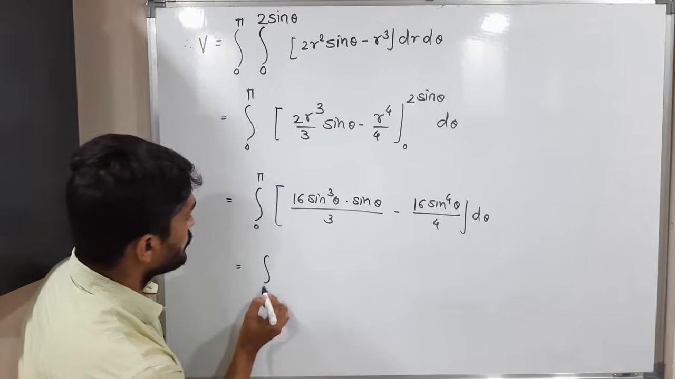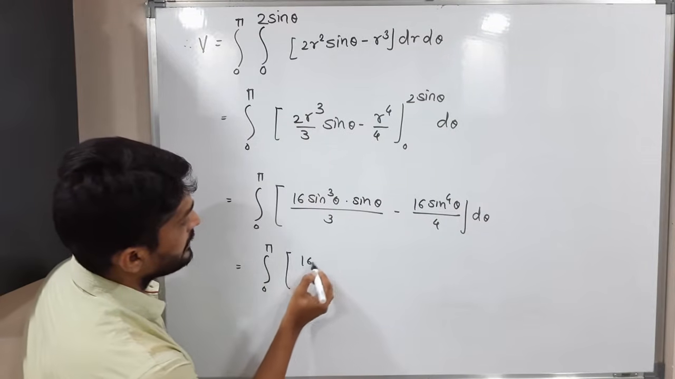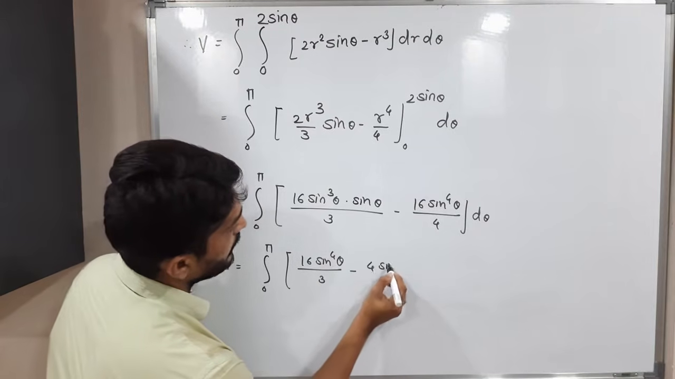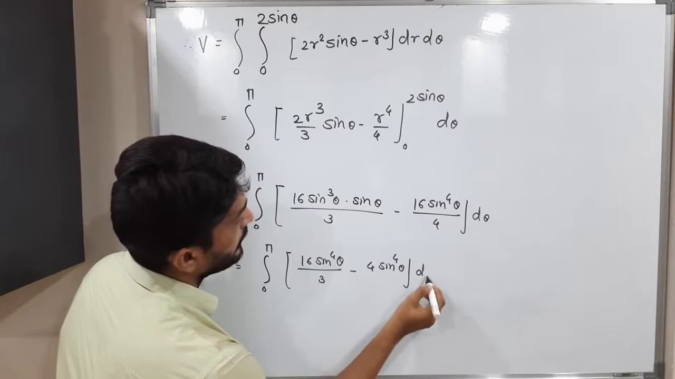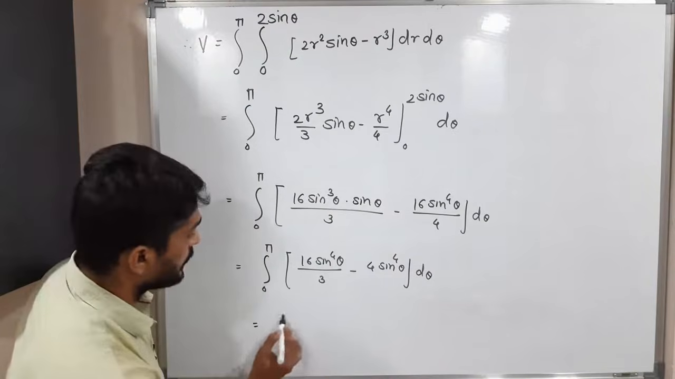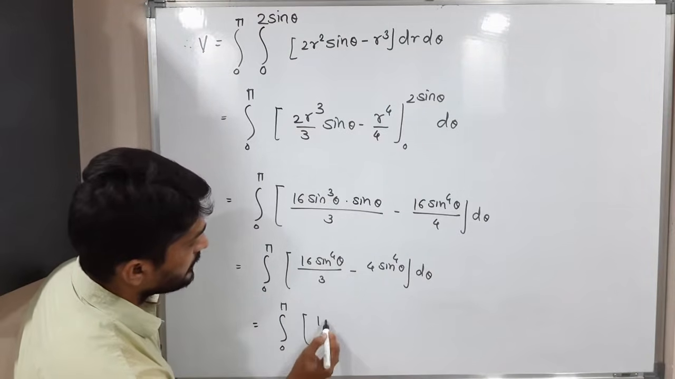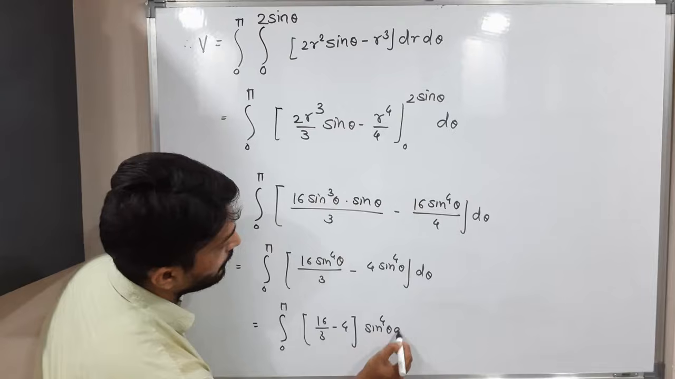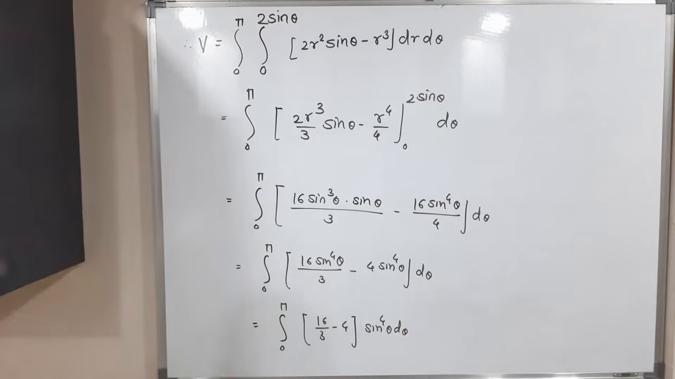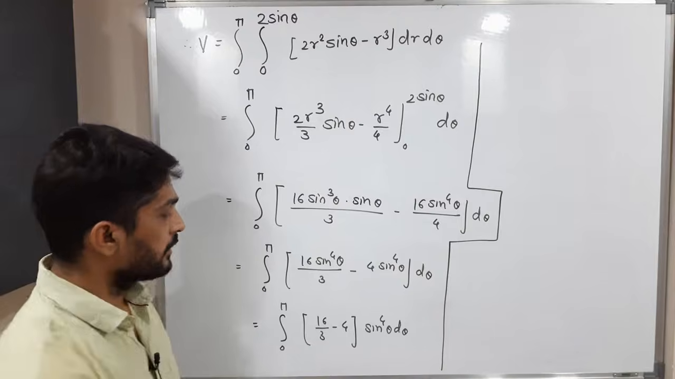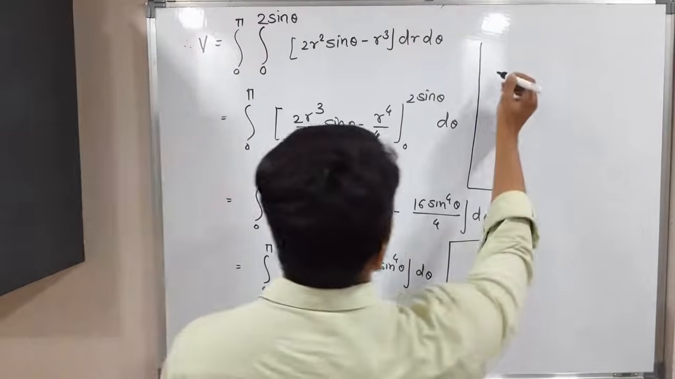This is equal to integration 0 to pi. We can write 16 sine raised to 4 theta divided by 3 minus here 4 sine raised to 4 theta d theta. Tell me, can we take sine raised to 4 theta common? Yes, definitely. So this is equal to integration 0 to pi, I am taking sine raised to 4 theta common, 16 by 3 minus 4, sine raised to 4 theta d theta. So we will solve that bracket. If you cross multiply, 16 minus 12 by 3. So that means we will have 4 by 3.